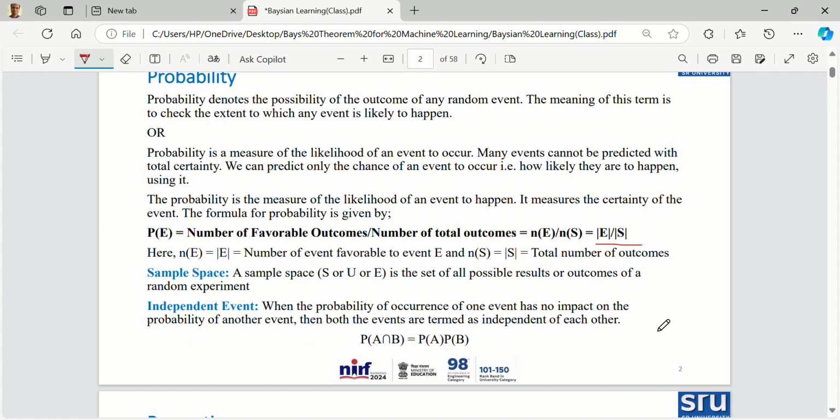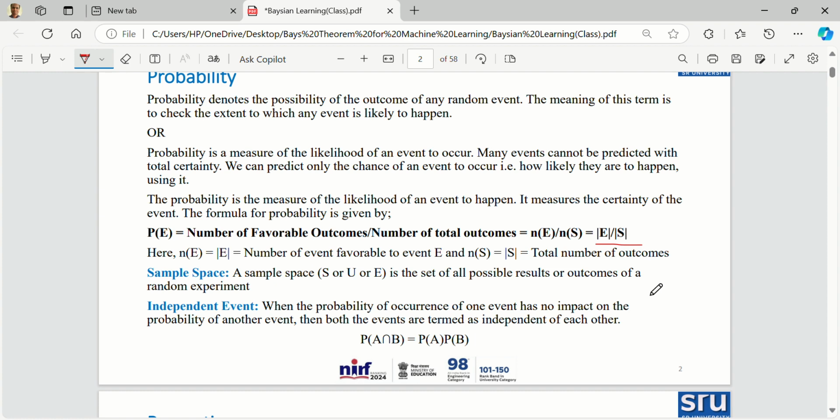Now what is the sample space? A sample space, generally denoted by S or U, is the set of all possible results or outcomes of a random experiment. Again, in the sample space there is the independent event. An independent event is when the probability of occurrence of one event has no impact on the probability of another event. Then both the events are termed independent of each other.